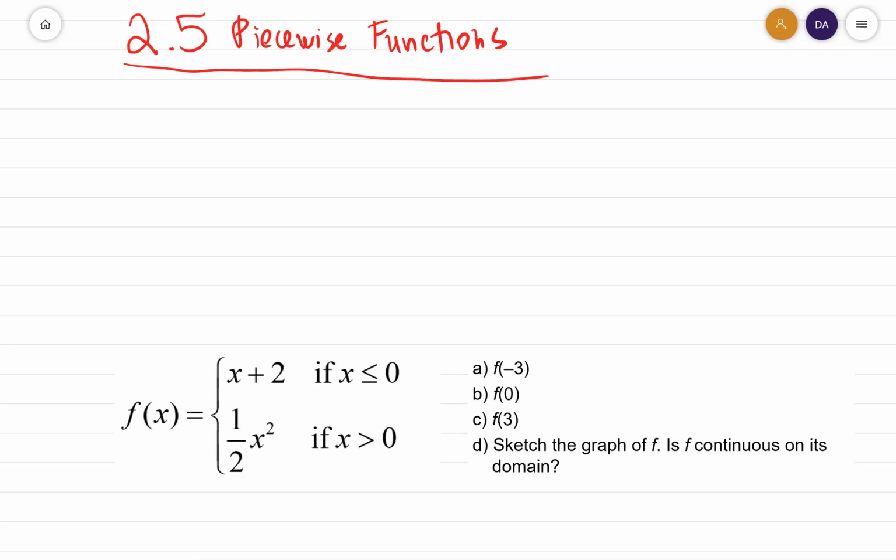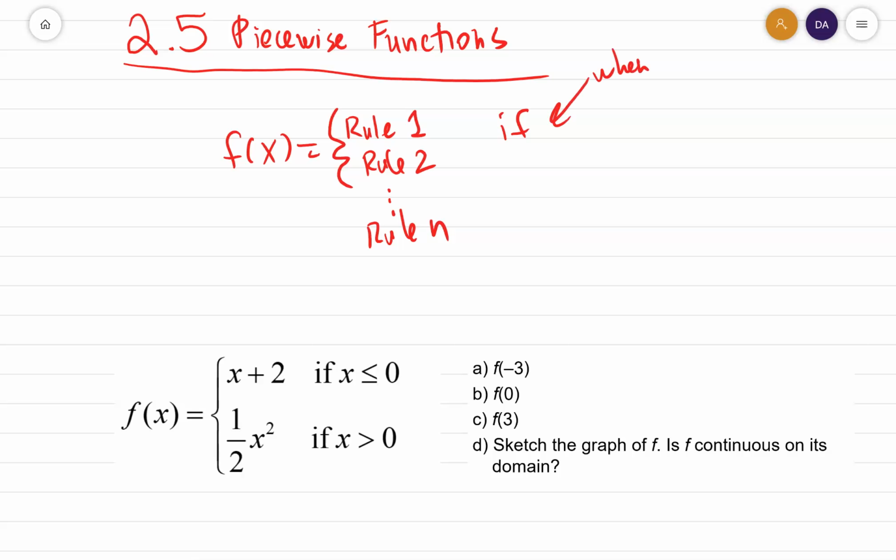So for piecewise functions, what we have is a set of rules and a set of functions. Basically, each row will say rule 1, rule 2, so on and so forth. We can have rule 3, 4, 5, whatever. And then after it, we have these ifs. These tell us when to use that rule.